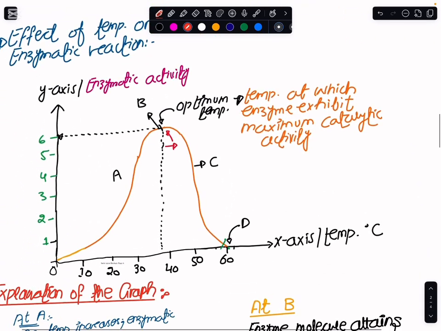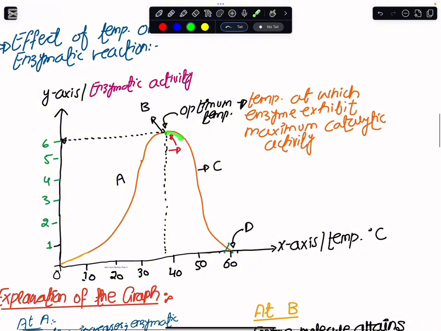So what you have to see is that beyond this, the enzyme is still catalyzing the reaction.